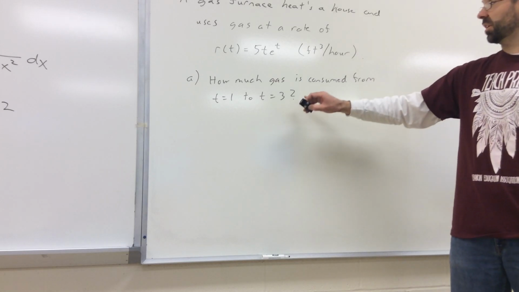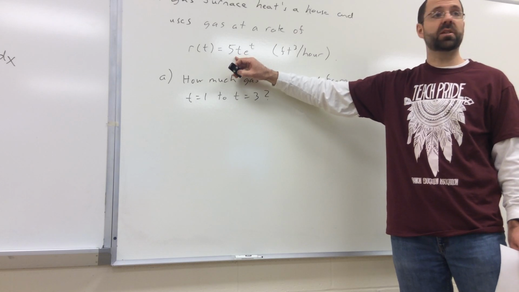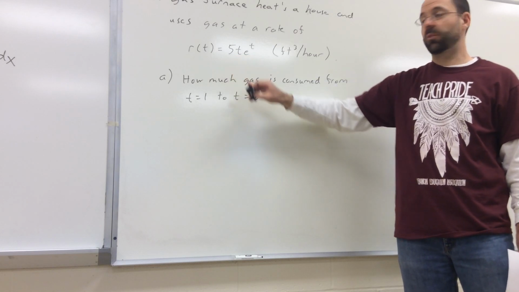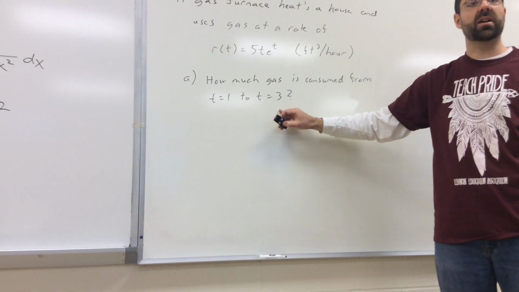Okay, so this particular furnace is using the gas at this rate, R of t equals 5t e to the t. And we want to know how much gas is used from 1 o'clock in the afternoon to 3 o'clock in the afternoon.